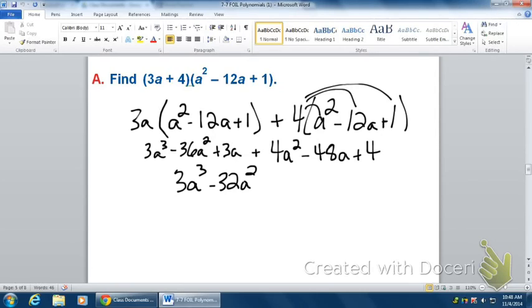Okay? What about my 3a and negative 48a? Yeah. Oh, 45a. Good. A negative 45a, and then lastly, I have my plus 4 at the end. So that is your simplified answer.